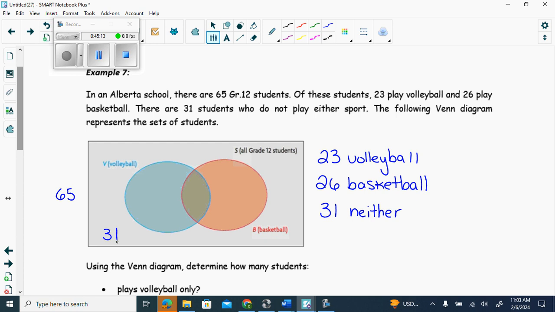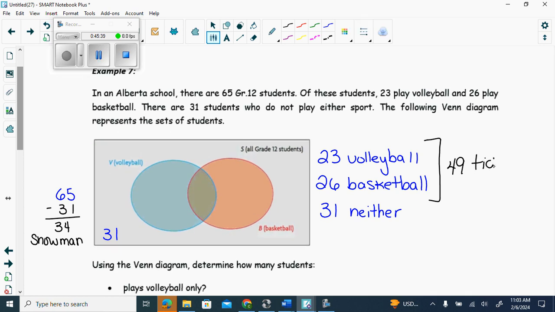Then we go off to the side here and we find out how many are left for the snowman, correct? So we subtract 31 from our total and we're left with 34 left to play the sports in the snowman. That's 34 people left. Do you agree? Everyone agrees? We're all in the same boat? How many people said they played the sports? How many tickets got put in? 49 tickets. But how many students are left? 34 students. If there are only 34 students left to fill that snowman, how many people put in more than one? How do we figure that out? 49 minus 34, which leaves us with 15 in both.